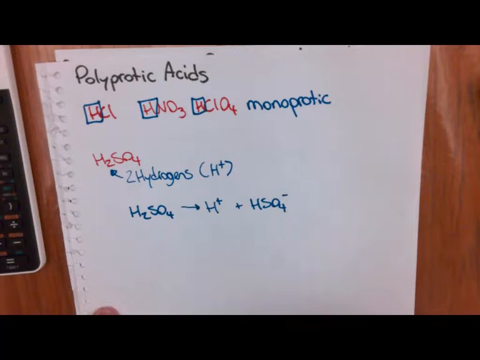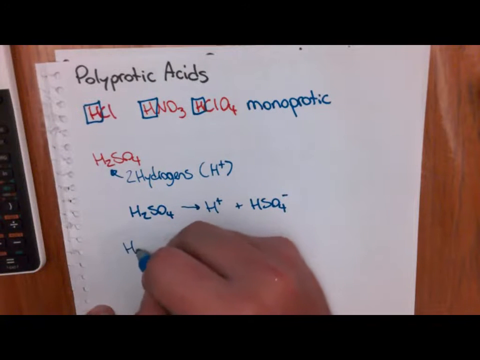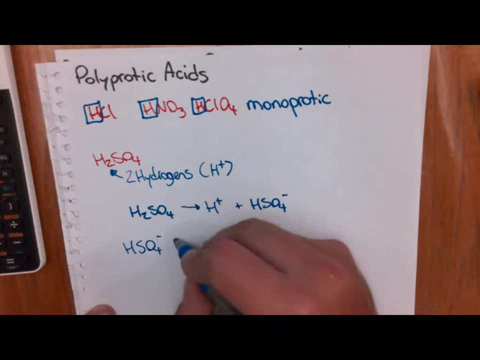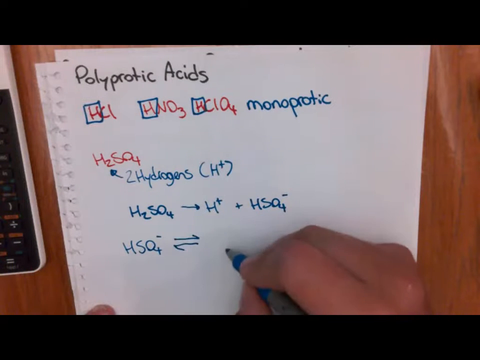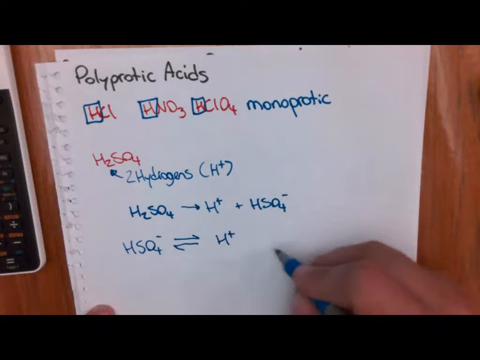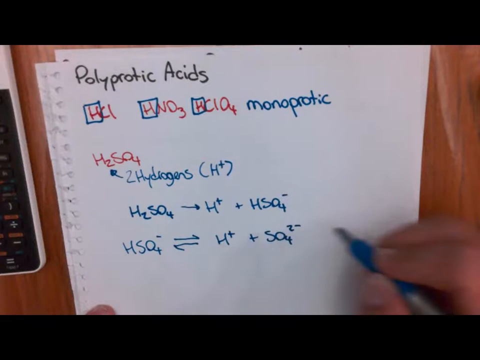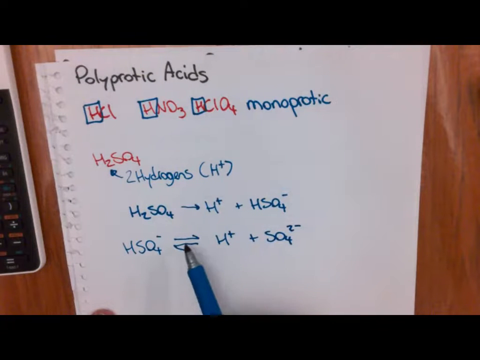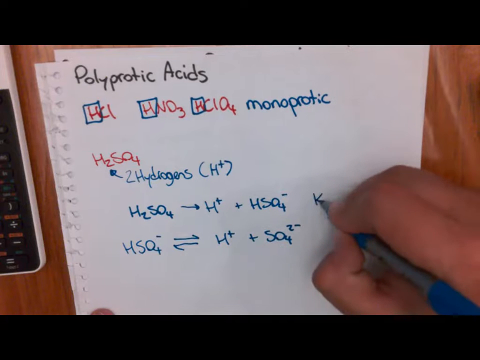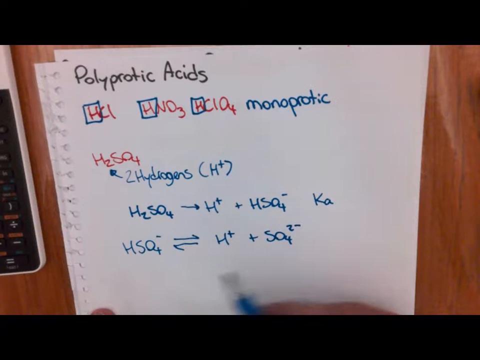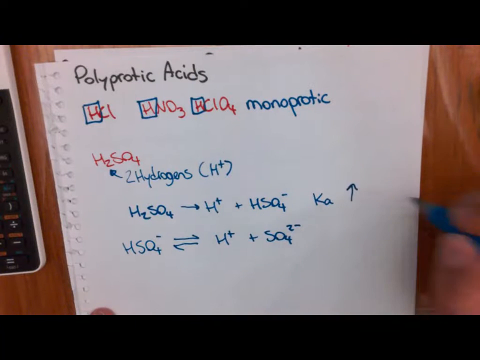The second reaction, however, HSO4 minus reacting to produce H plus and SO4 2 minus, occurs at equilibrium. This is because the Ka value of the first one is going to be quite high, or significantly higher than this one. So let's just put an arrow for high.